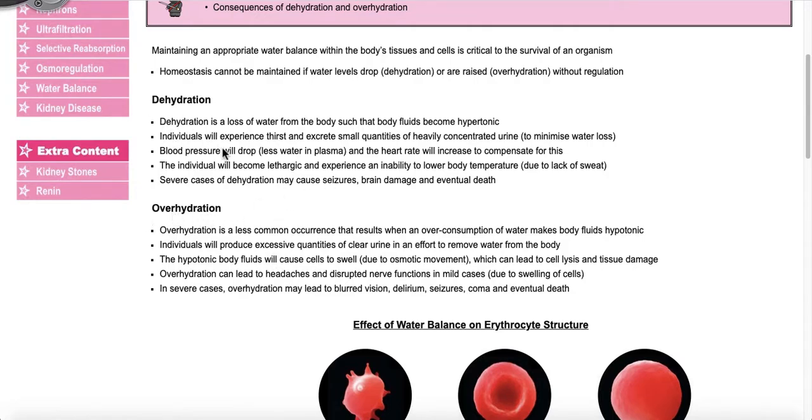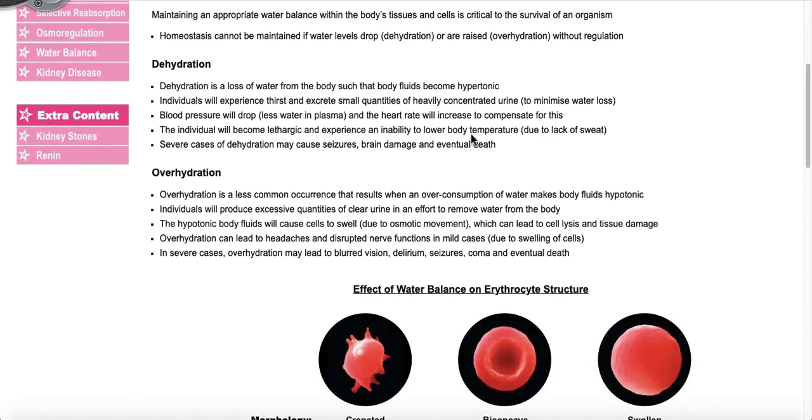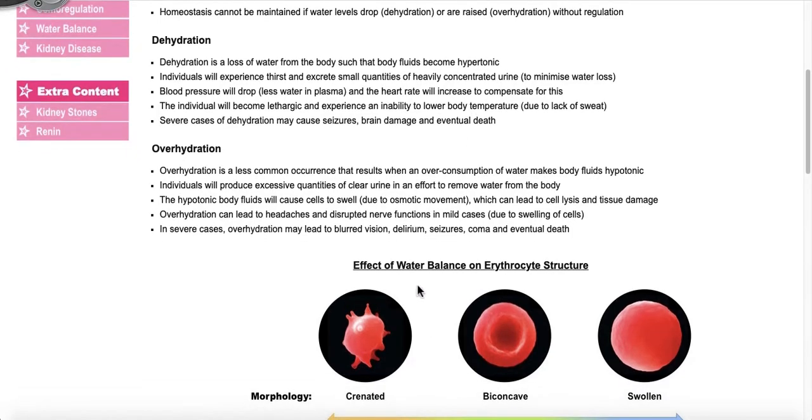Dehydration is when a cell loses too much water, and it loses too much water due to a hypertonic environment. So when an erythrocyte or red blood cell dehydrates, this is what's going to happen, right? It becomes shriveled up like this, and this is very extreme here, a shriveled up red blood cell. If it gets to this point, then this could lead to serious consequences.